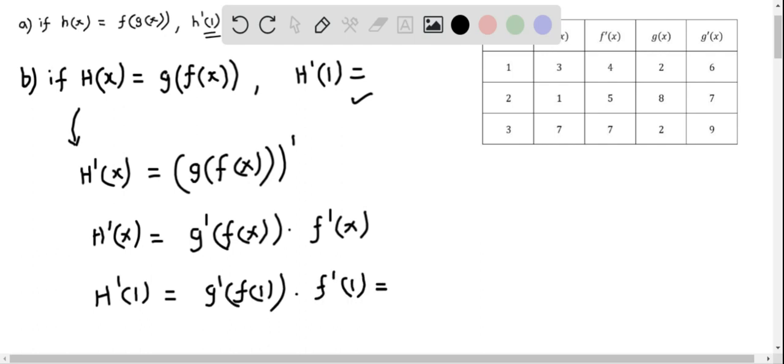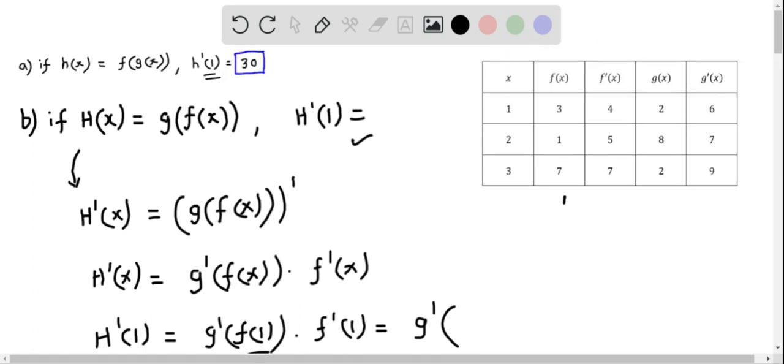So let's utilize the table and find the value. This is g prime of, first we have to find f of 1 from the table. We look into this column f of x, and the row is x equal to 1. So f of 1 equals 3. So this becomes g prime of 3 multiplied with f prime of 1. We look into the column f prime of x, and x equal to 1. We look at the same row, which is 4. So this becomes g prime of 3 multiplied with 4.